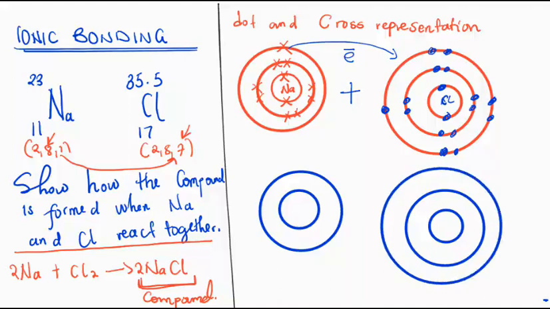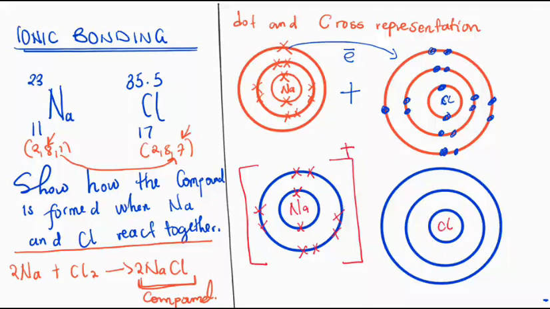So this is what results there, and this is sodium, and that is chlorine. So this will remain with 2 inside and 8 outside. This is what will be formed. Because it has lost one electron, and remember all metals lose electrons, it's going to have a positive charge showing that it has lost one electron.